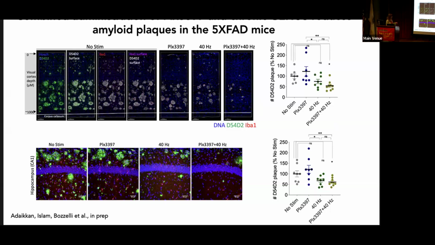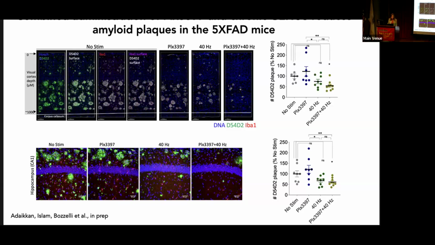So we compared amyloid plaque density before and after stimulation, and with or without PLX diet. And we found that after PLX depletion, 40 Hertz stimulation can still very profoundly reduce amyloid density, both in the cortex and in the hippocampus. So these results really indicate that microglia do not play a role in this process. So what else could be responsible?